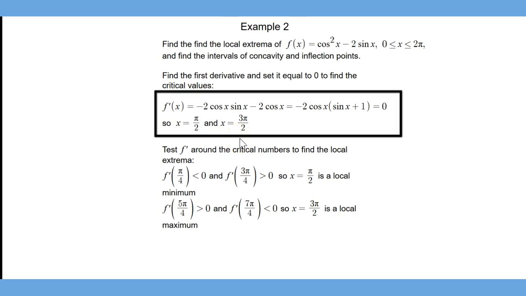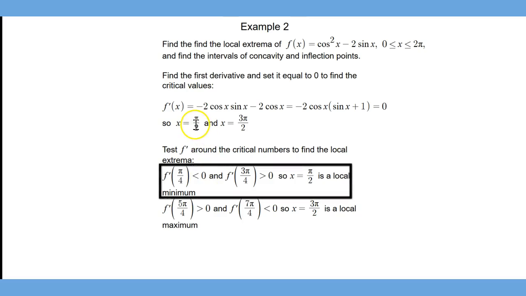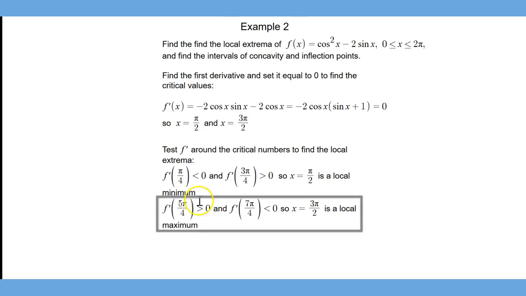Then using that first derivative test, we're going to test around each of these zeros. Testing the first derivative to the left of pi over 2 gives me a negative, and to the right of pi over 2 gives me a positive. So pi over 2 is a local minimum. To the left of 3 pi over 2, I get a positive derivative. And to the right of 3 pi over 2, I get a negative derivative. So that means that 3 pi over 2 is a local maximum.